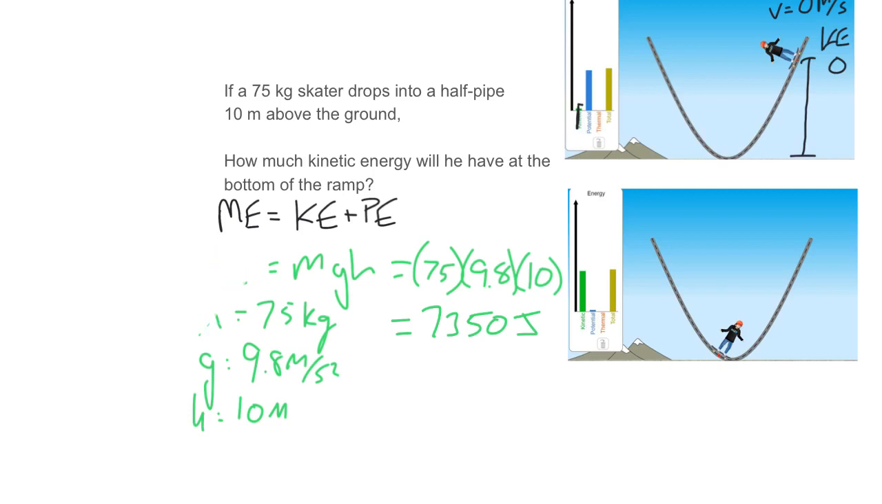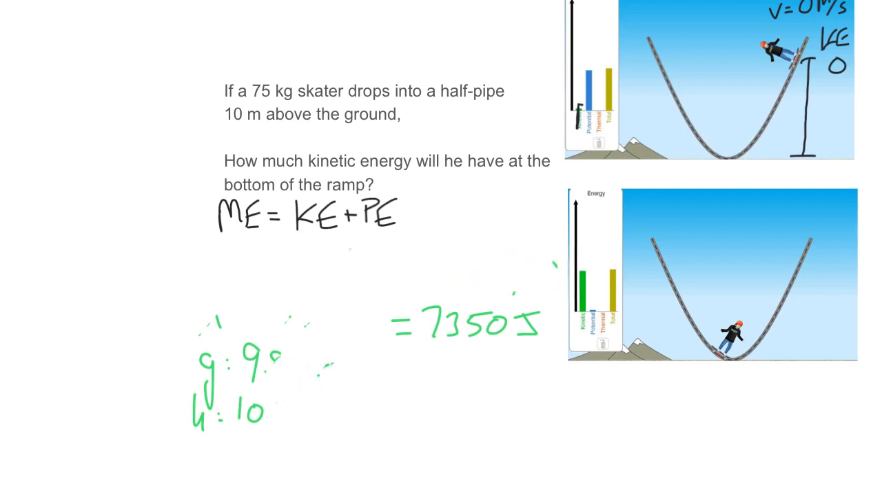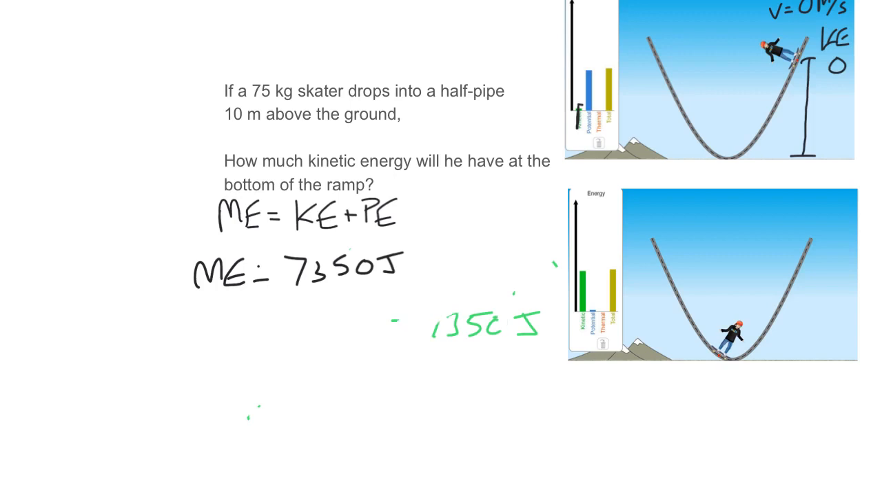And so because I now know my potential energy, I'm going to get rid of all my work here, and I know that that's going to be my mechanical energy at the top. That's going to be the total energy of my system when I'm just starting off on this half pipe because he doesn't have any kinetic energy. Right? So ME equals 7,350 joules. Right? Because that was my potential energy at the top.